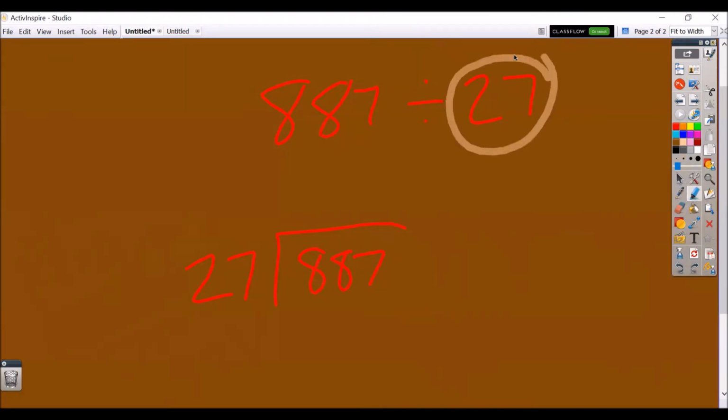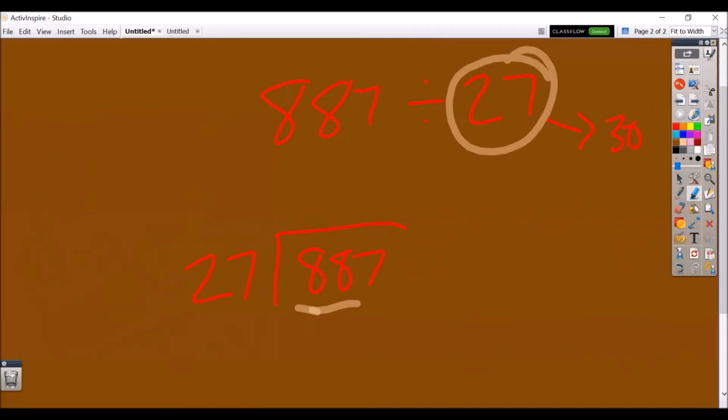Now, what would we do? We're not writing the sentences down, but we still want to think about our estimation. Well, we're going to say 27 is close to 30. We'll keep that in our minds, right? All right, now we look at the first digit of the dividend. We have 800s. Can we divide 8 into 27 groups? Hopefully the answer is no right away, because you know we need at least 27 of something to have one equal group. Okay, so that means we need to look to the next place value.